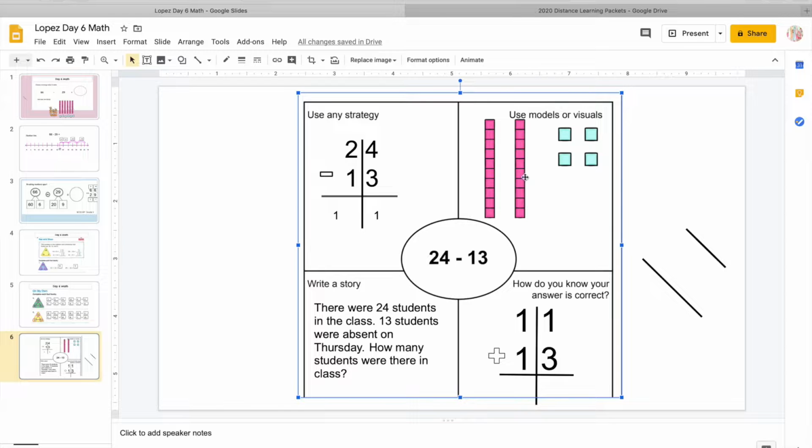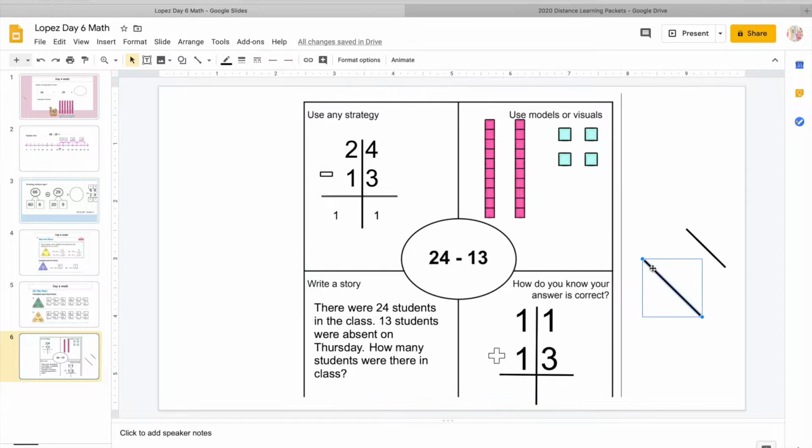And we can show visual models, which is using the base 10 blocks. So we're going to represent 24. 10, 20, 1, 2, 3, 4. So we're representing 24. And we are going to subtract 13 from that. So we're going to cross out a 10. And then we're going to cross out 3 ones. So 1, 2, and 3. And now we're going to count the number of 10s we have. We have 1 ten and we have 1 one, which equals 11.